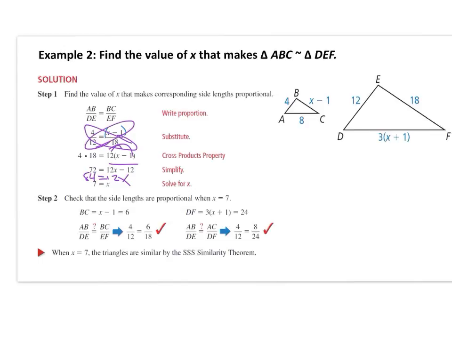Therefore, our final statement, when x equals 7, the triangles are similar by the side-side-side similarity theorem. Also, we can write out our implied statement. Implied statement states that if all sides are proportional, then this implies similar triangles.